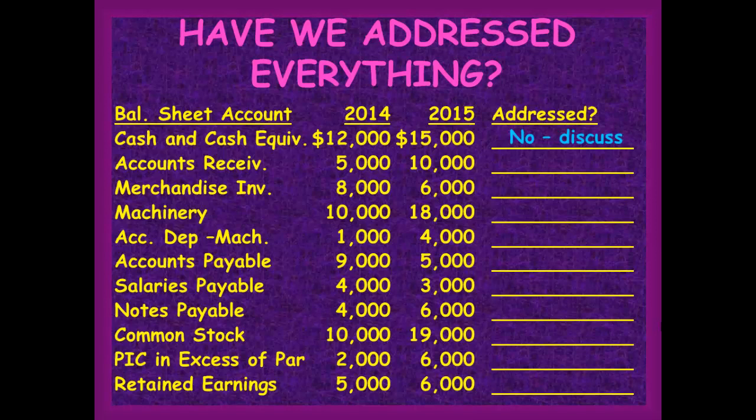The change in accounts receivable, have we thought about that yet? In what section do we think about that? The operating section. The decrease in merchandise inventory, have we talked about that already? In what section? Operating, good. How about the increase in machinery? Have we talked about that already? Yeah, what section is that going to go in? Investing, good. How about the increase in accumulated depreciation?